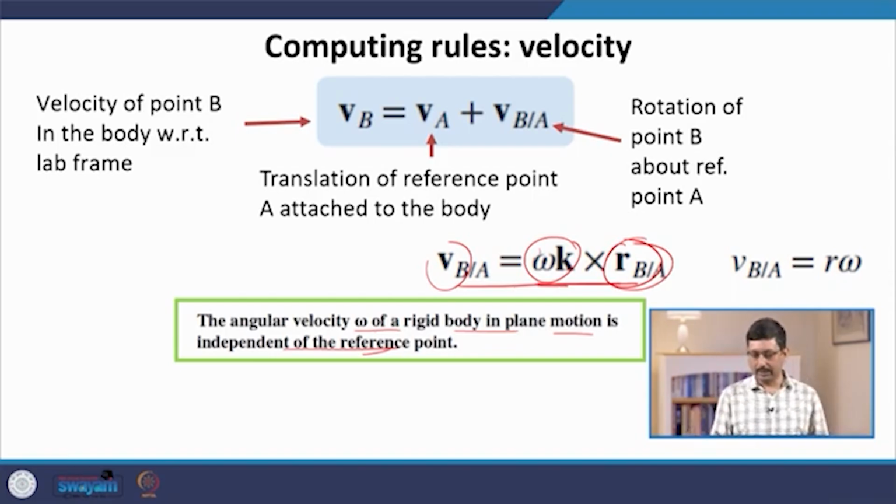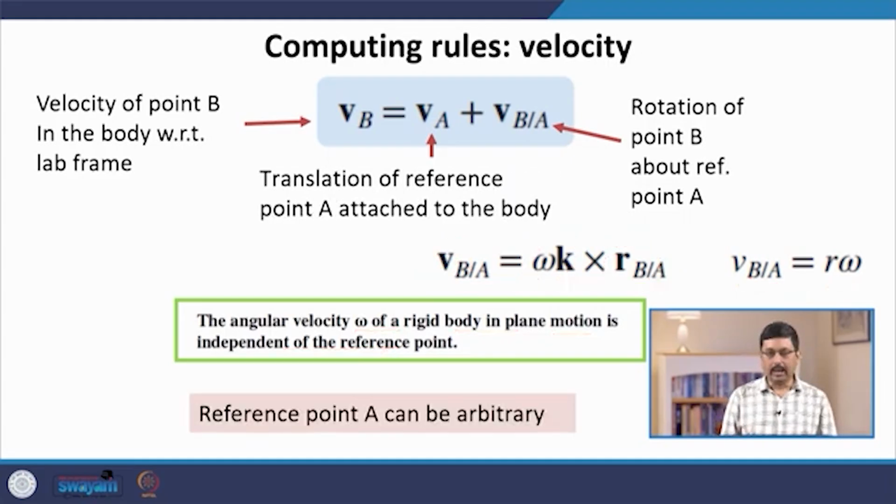If we take the magnitude of this cross product, note the notation I have used: bold face means a vector and without bold means scalar. So, this is the magnitude and this is the full vector. The crucial point is that this reference point A can be arbitrary. This we shall see.